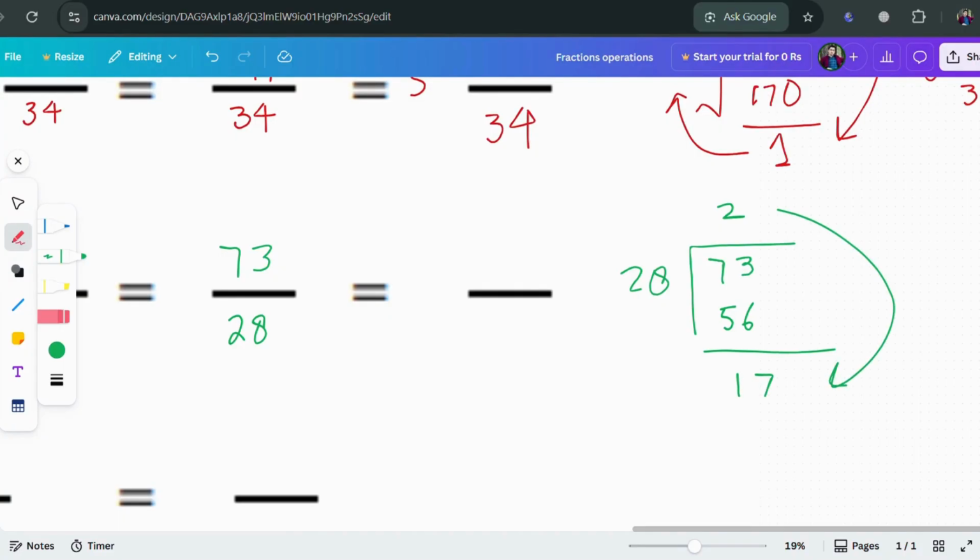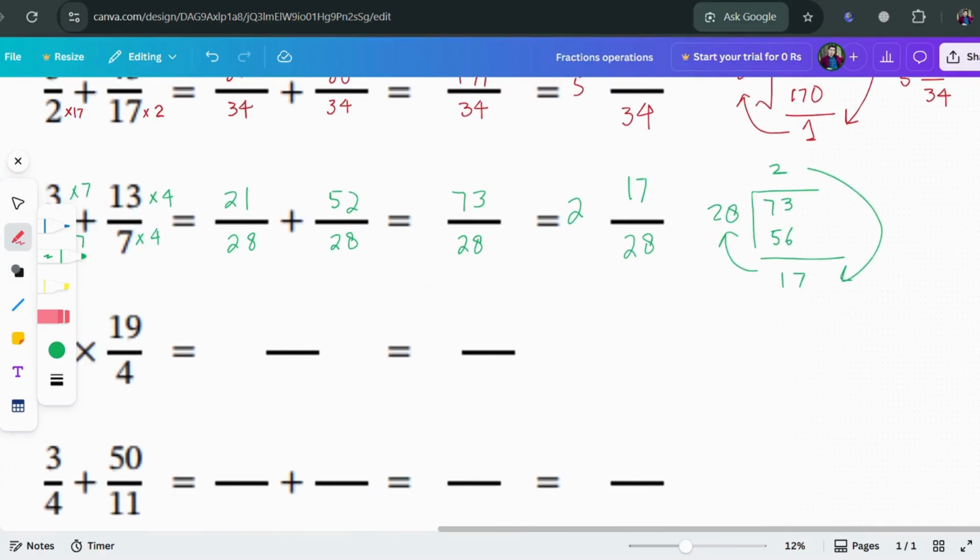So again we'll be performing the same exact rule. The 2 will be that way, and then 17 over 28. So that's for the addition.